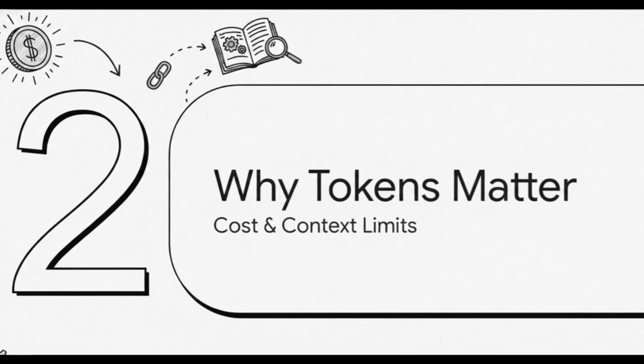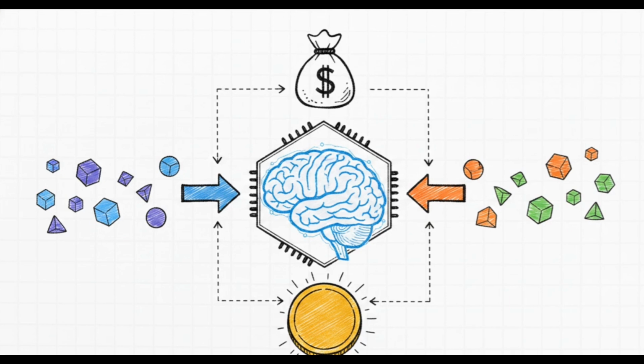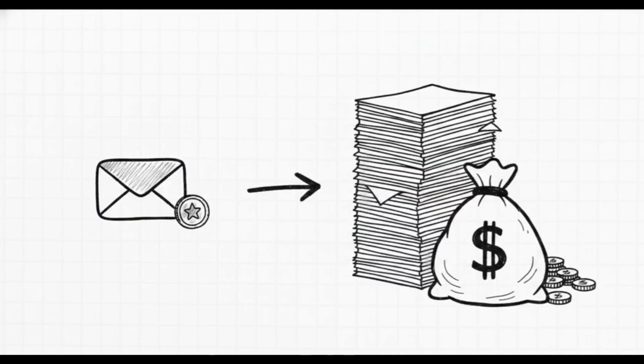Moving on to part two, why tokens matter. And it really comes down to cost and context limits. So the crucial thing to understand is that nearly every commercial AI model, whether we're talking OpenAI, Anthropic, or Google, charges you based on tokens. And it's not just the prompt you type in, you're charged for both the text you input plus the text the model outputs. Basically, this means your daily tasks scale in cost.